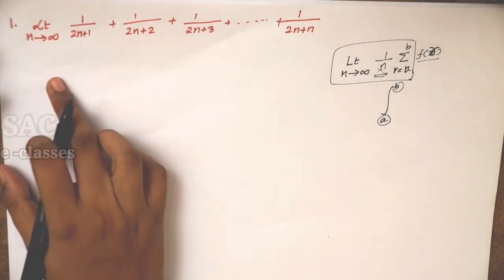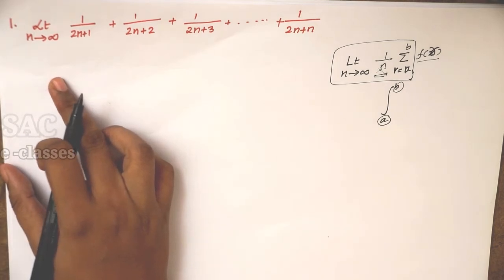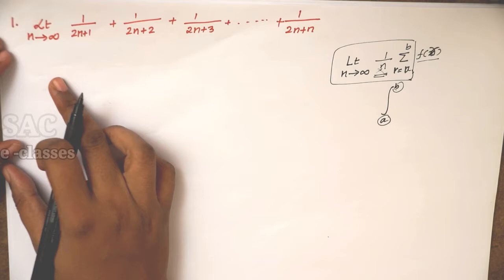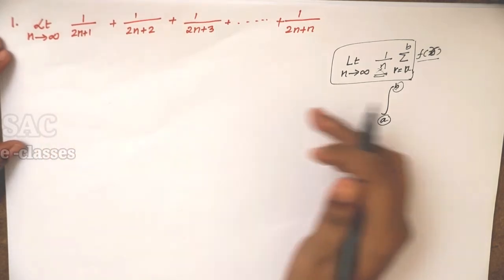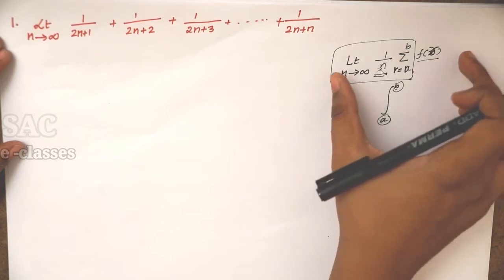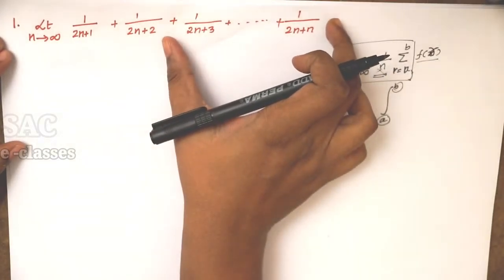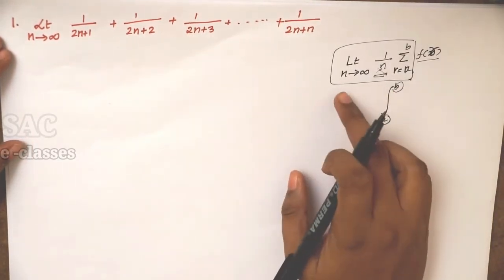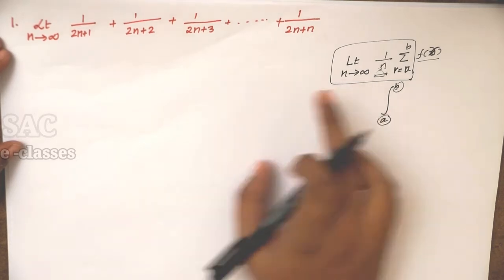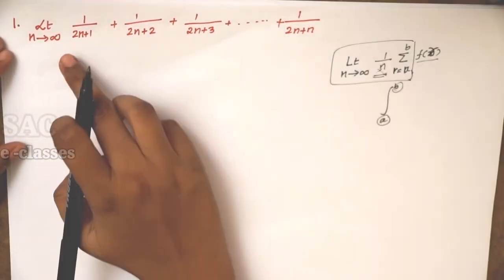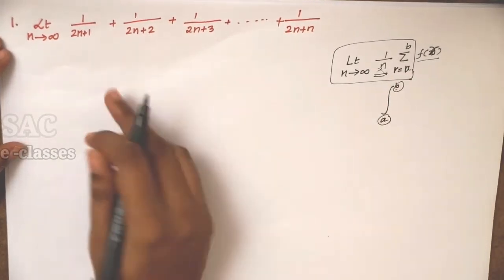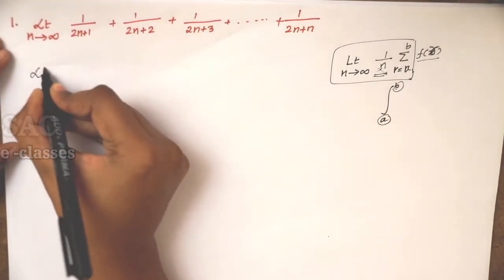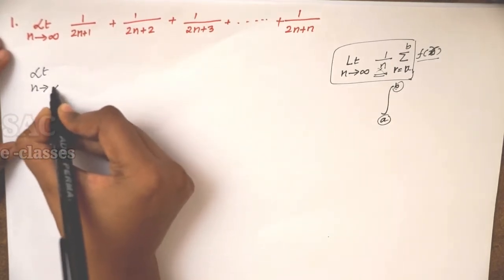We are starting with a very basic problem. Limit n tends to infinity of 1 by 2n plus 1, plus 1 by 2n plus 2, plus 1 by 2n plus 3, and so on, up to 1 by 2n plus n. Whenever we want to convert the sum of these infinite terms into an integration, you should have three things: limit n tends to infinity, 1 by n, and sigma. So first, let me write limit n tends to infinity as it is.